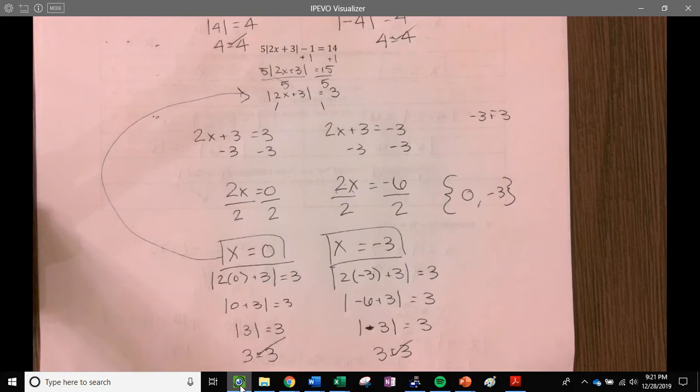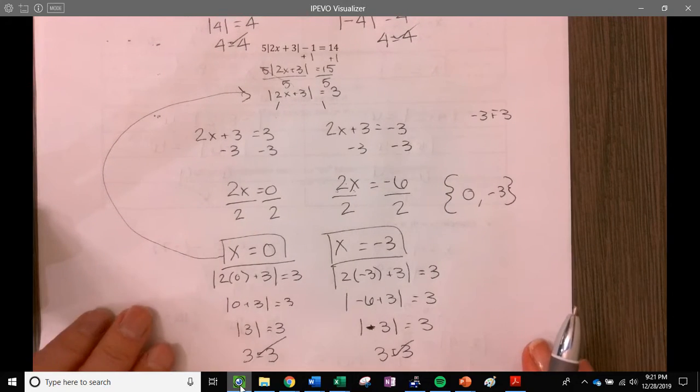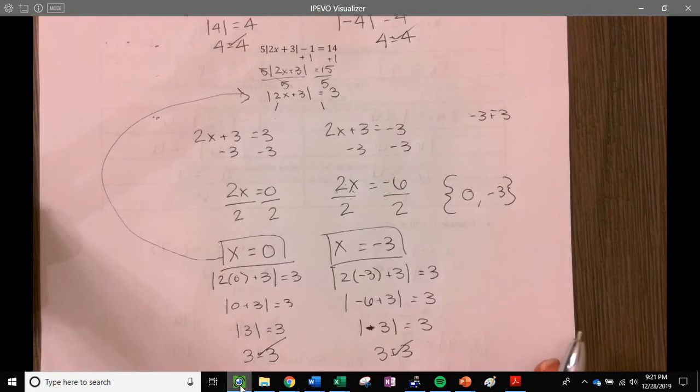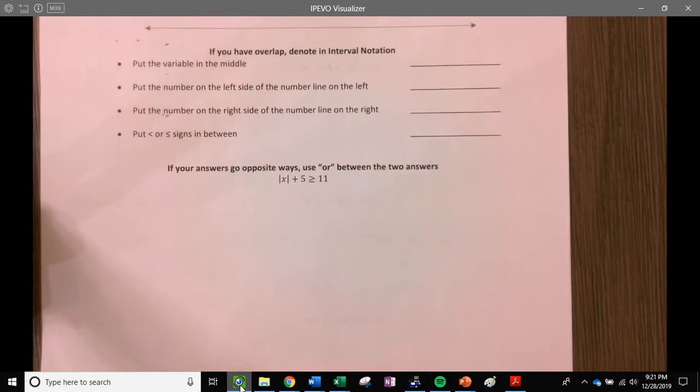Okay, so that's absolute value equations. If you have questions, pause this video right now, jot your questions down on the question sheet in your packet so you know what to ask tomorrow when we start class. And we're going to move right on to absolute value inequalities.